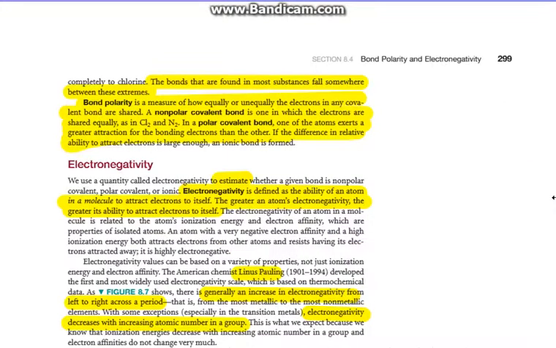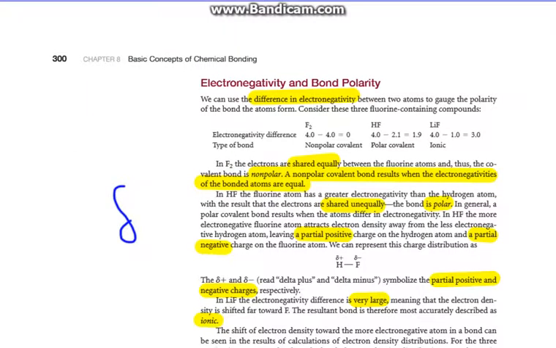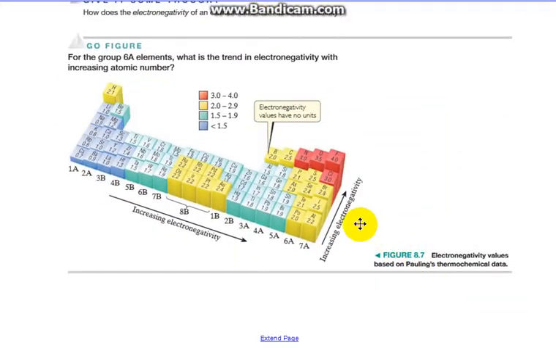If I did look back at that table, I could actually get my numbers. Chlorine is 3, boron is 2, carbon is 2.5, so we could simply calculate the values. Actually, it was chlorine, not bromine. So I'm comparing 2 and 3 versus 2.5 and 3. For boron and chlorine, I get a difference of 1, whereas for carbon and chlorine, I get a difference of 0.5.